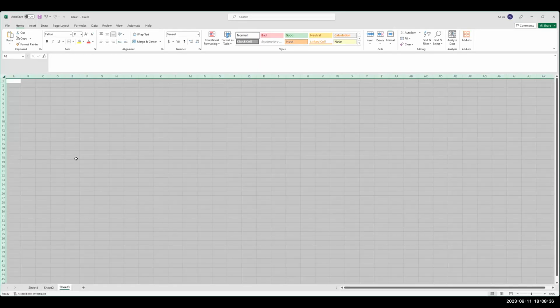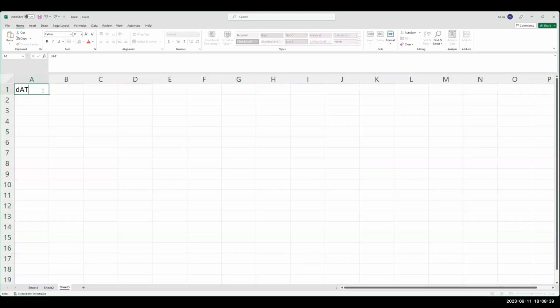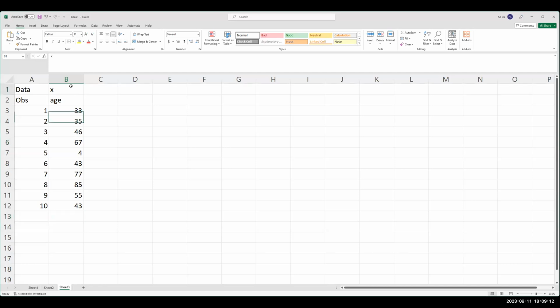All right, let's make some data. Let's say we have 10 observations: 1, 2, 3, 4, 5, 6, 7, 8, 9, 10. And then the x's, let's say it's age. We have about 33, 34. Okay, so that's our age. That's our x's.